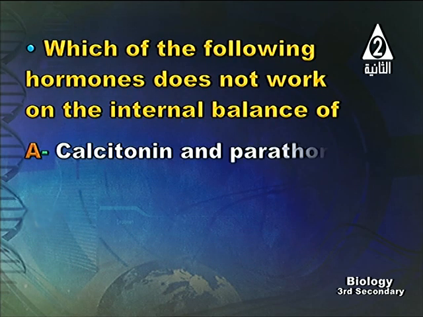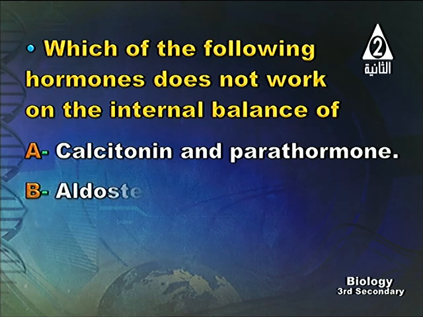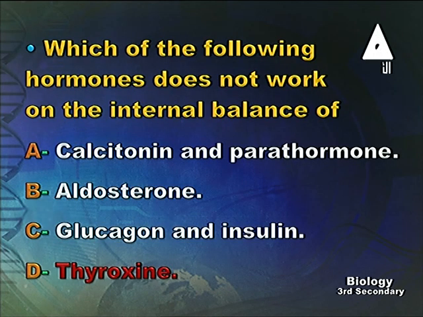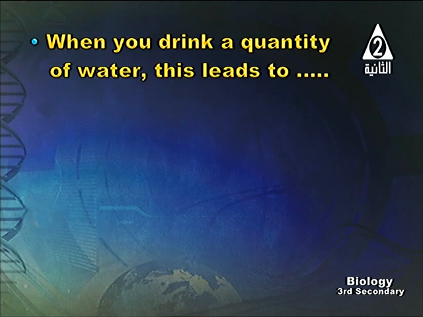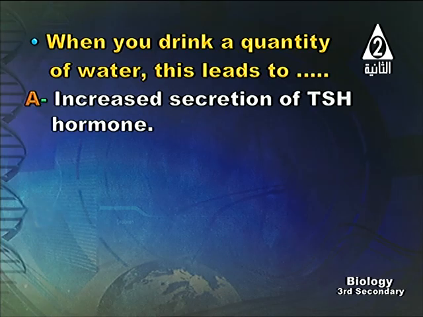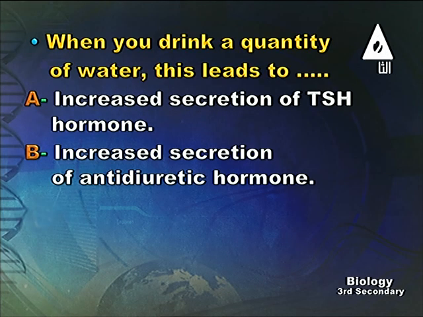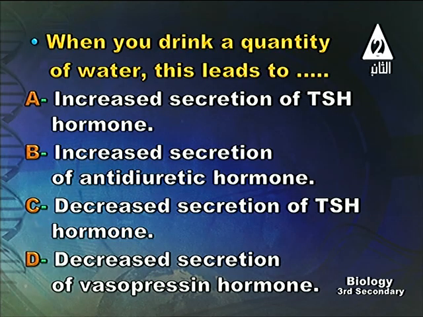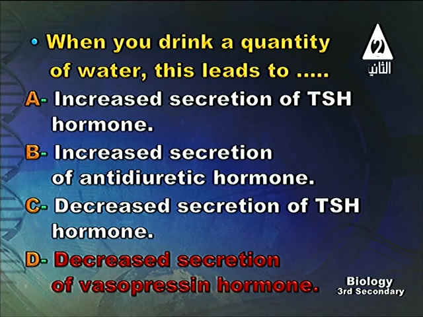Which of the following hormones doesn't work on internal balance together? Calcitonin and parathyroid hormone, aldosterone, glucagon and insulin, thyroxine. Of course, it's thyroxine. When you drink a quantity of water, this leads to increased secretion of TSH hormone, increased secretion of antidiuretic hormone ADH, decreased secretion of TSH hormone, or decreased secretion of vasopressin hormone. Of course, decreased secretion of vasopressin hormone, due to the presence of a large amount of water in the body in this case.